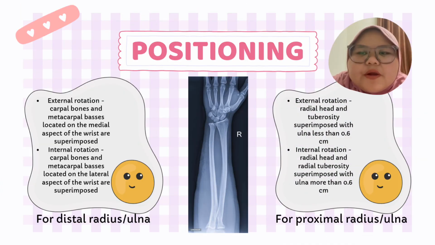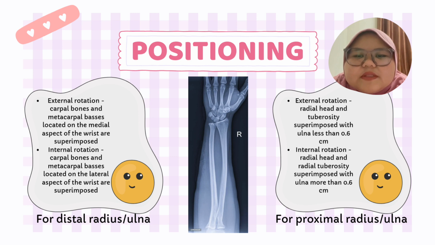There are a few conditions where there will be external or internal rotation of radius ulna. For distal radius ulna, we must pay attention at the carpal bones and metacarpal bases. If the carpal bones and metacarpal bases located on the medial aspect of the wrist are superimposed, it indicates that the forearm is rotated externally. Meanwhile, for internal rotation, carpal bones and metacarpal bases located on the lateral aspect of the wrist are superimposed.